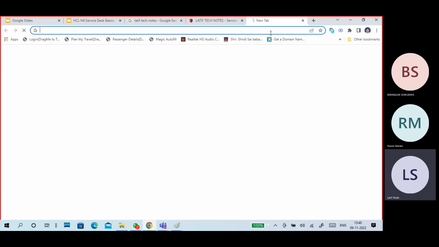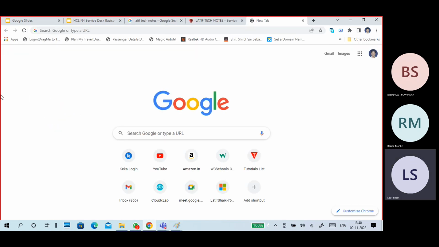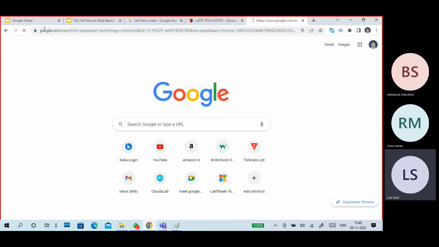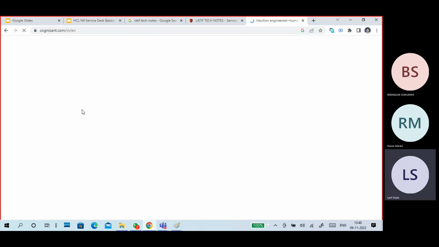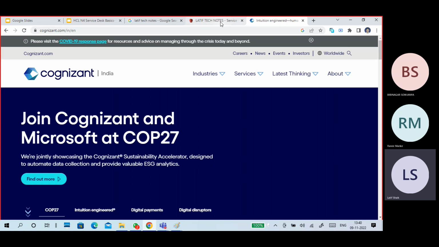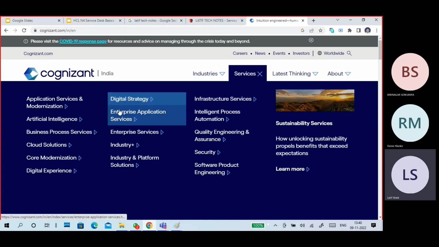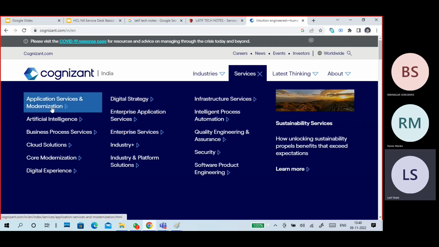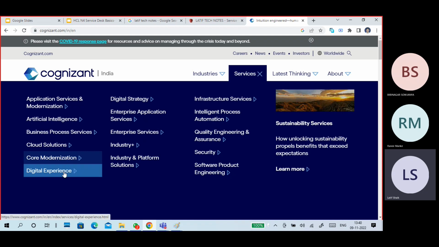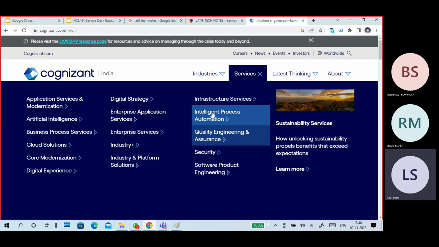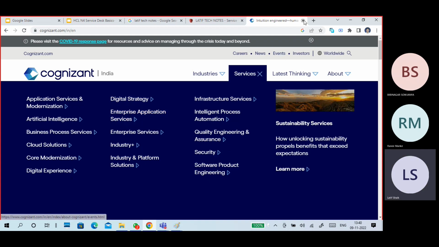Yes, any organization will tell what services they are providing. For example, I'm going to the Cognizant organization. So go to Cognizant and search what services they are providing. What kind of services? Infrastructure services, digital strategy, enterprise services, application services and modernization, artificial intelligence, business process services, cloud solutions, core modernization, digital experience, industry platform solutions, industry security, software product engineering, enterprise application services.